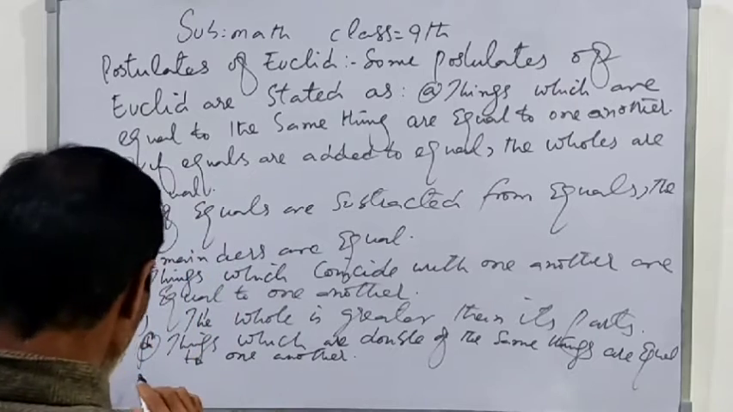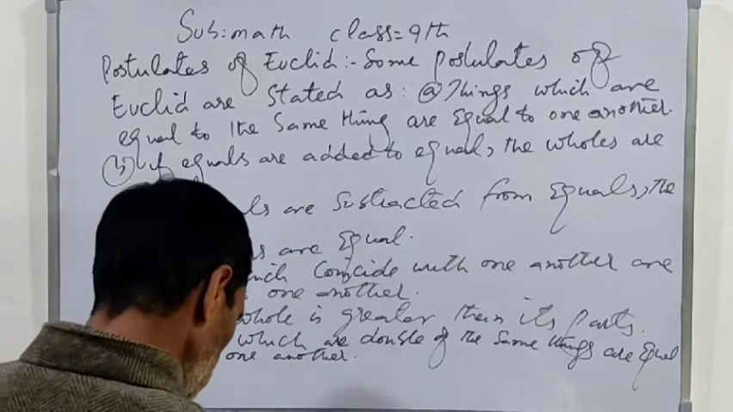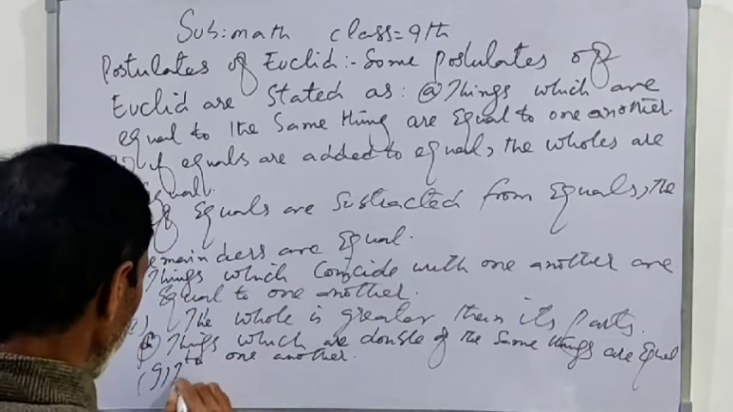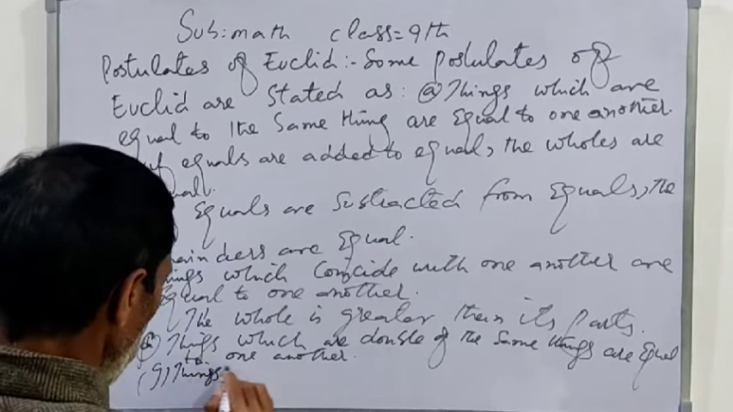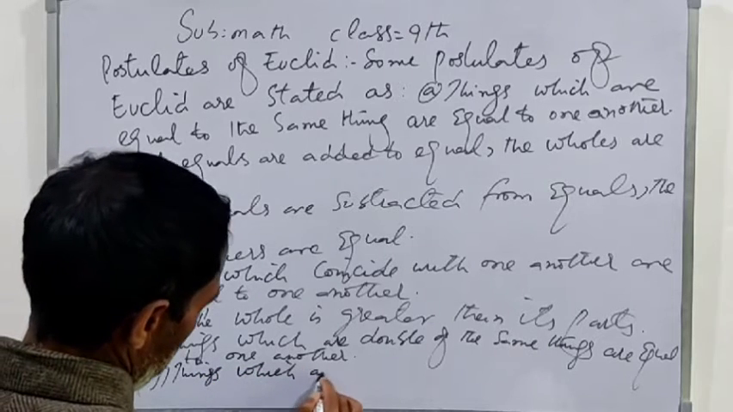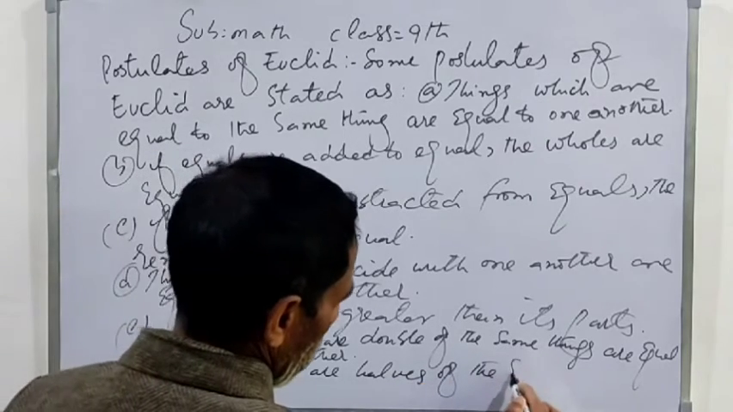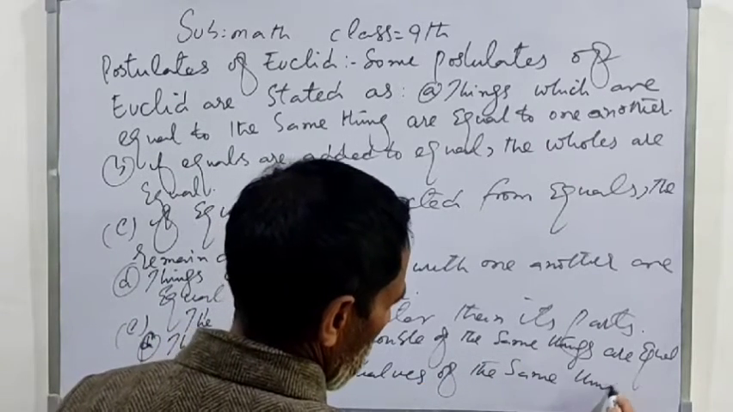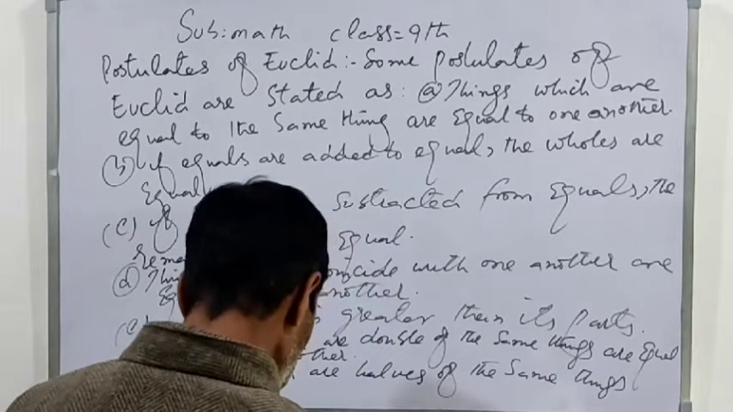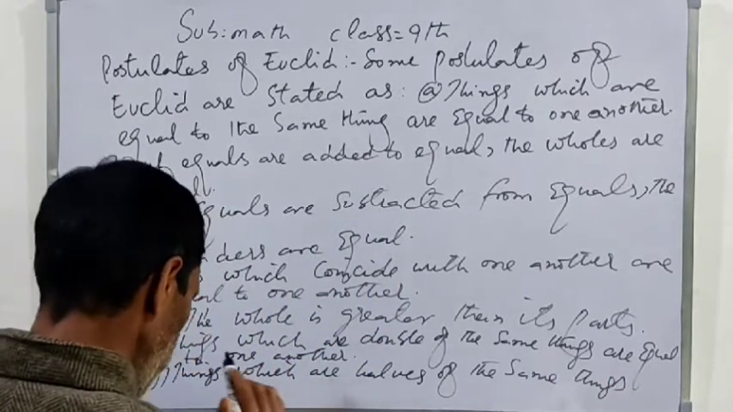And the last postulate is things which are halves of the same things are equal to one another.